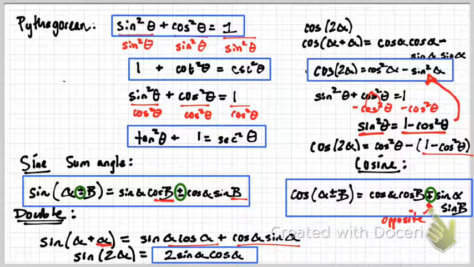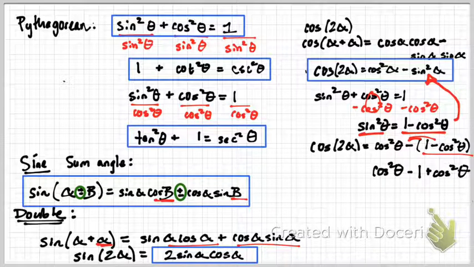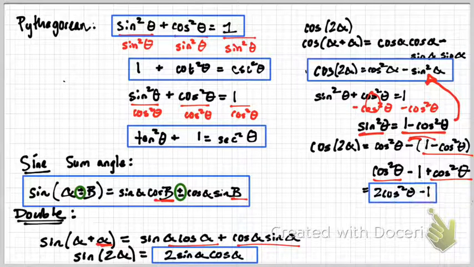Alright, simplify that. Come up with your second identity. Alright, so you'll see that this, I'll do this one with you. The negative goes to both, so it becomes minus 1, and negative times a negative plus cosine squared. So how many cosine squares do we have now? There's 2 of them. So we have a total of 2 cosine squared theta minus 1. There it is. Alright, so that's my second double angle for cosine.